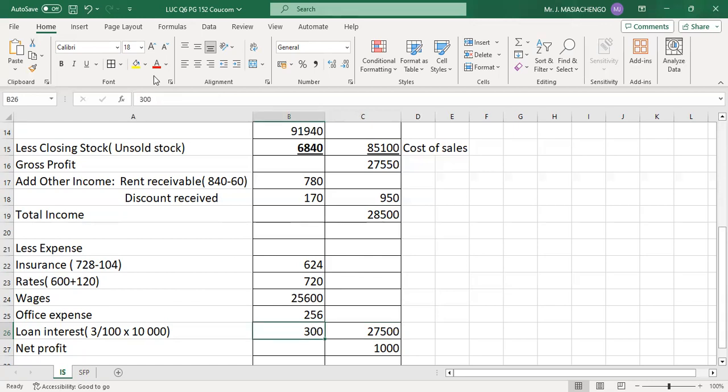So you're going to underline here, then underline again, this one, underline. Then you get your answer. So you're going to get your totals, then you put it there. Then your total income minus your expenses, right?